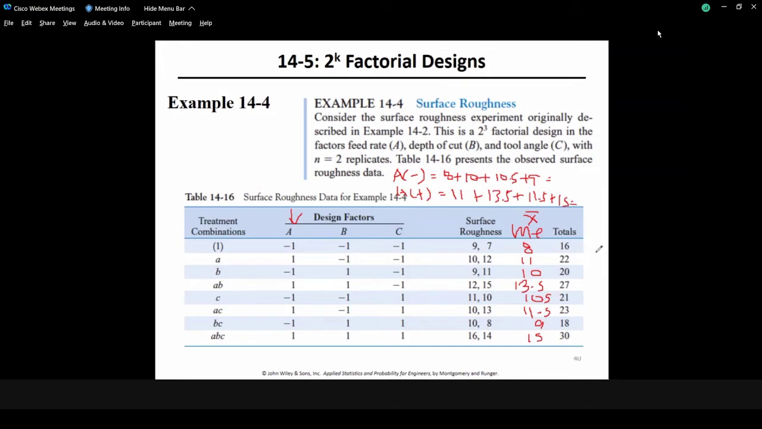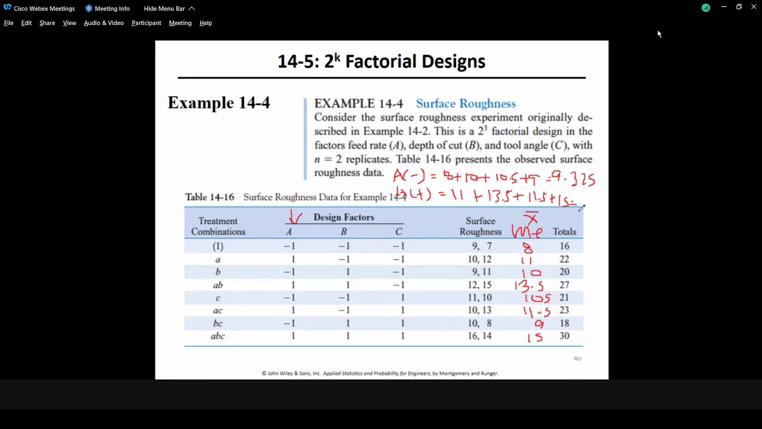Okay guys, calculate the mean. 8, right? 8 plus 10, 10.5 plus 9, is it 9? 9 divided by 4, 9.375 here. This one. 9.375. For A negative, 9.375.